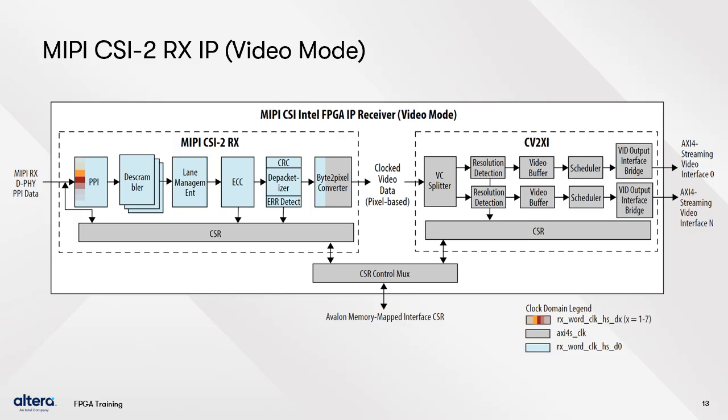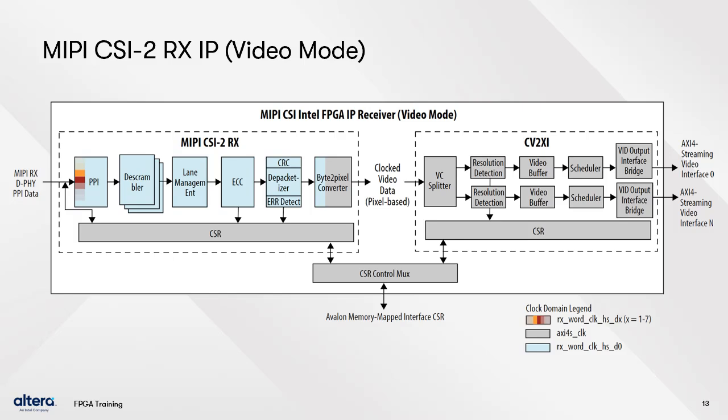Now, let's examine the modules, functions, and interfaces that make up the sub-blocks in the receive path of the CSI2 IP when configured in video mode. Inside the MIPI CSI2 Receive Protocol sub-block, we find the PPI low-level protocol module receives byte data and extracts the real video information. Multiple modules implement protocol layers for lane management, CRC, error detection, and byte-to-pixel conversion. Extracted and formatted video is then presented at its native clocked video interface.